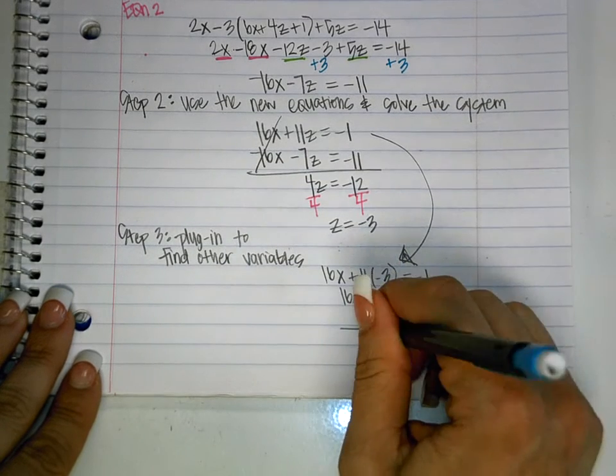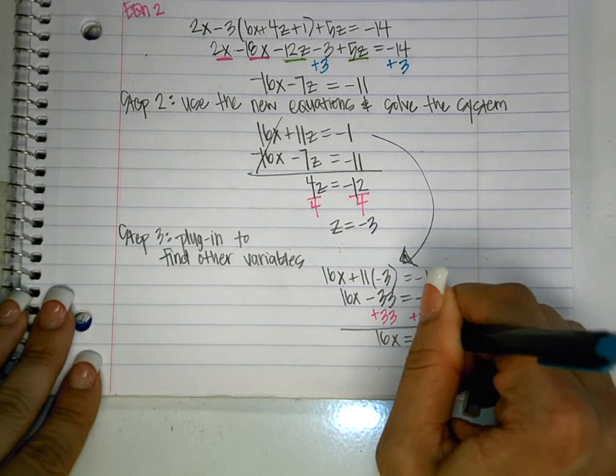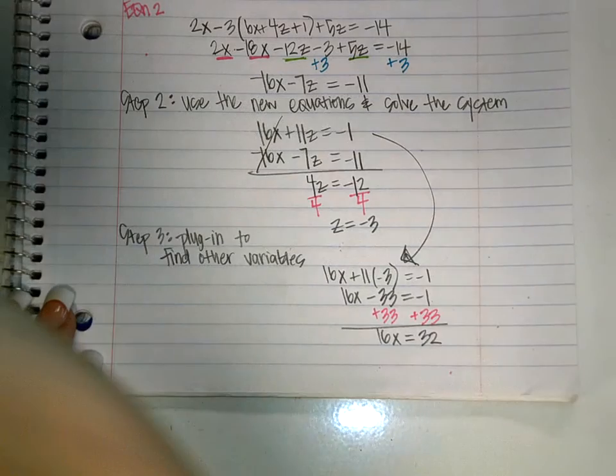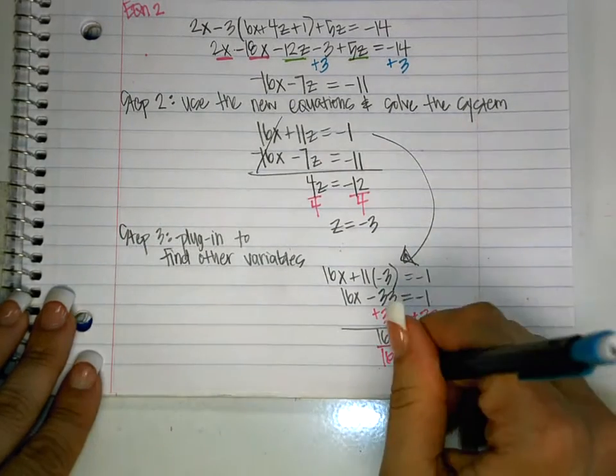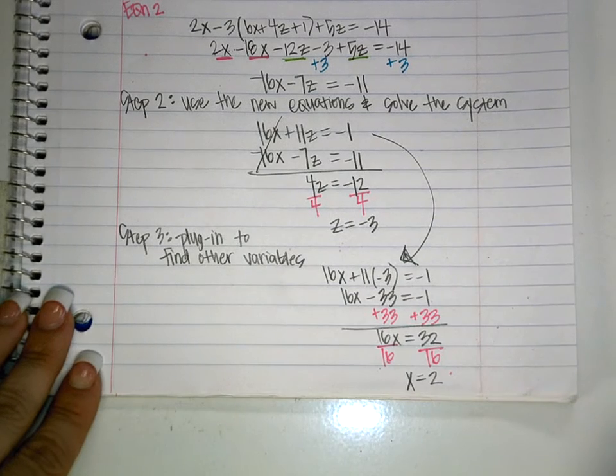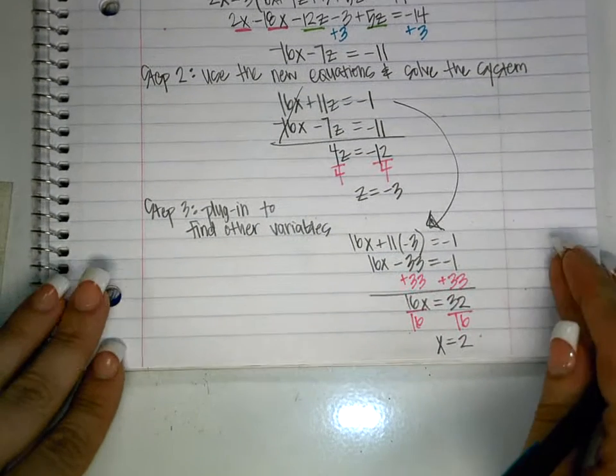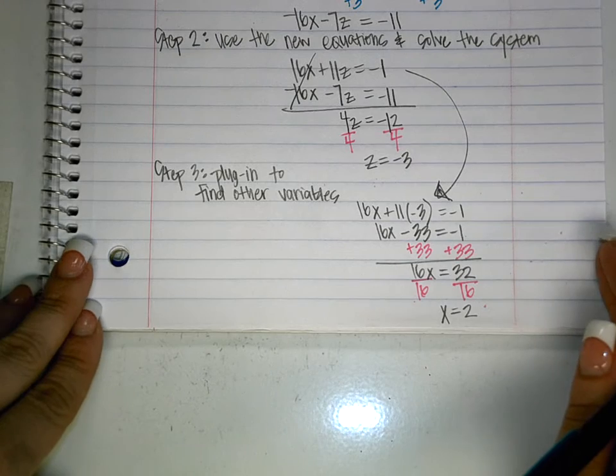Leaves us with 16x equals 32. Divide both sides by 16. And we're getting an answer of x equals 2. So now I have 2 of my variables. I'm left to find one more.